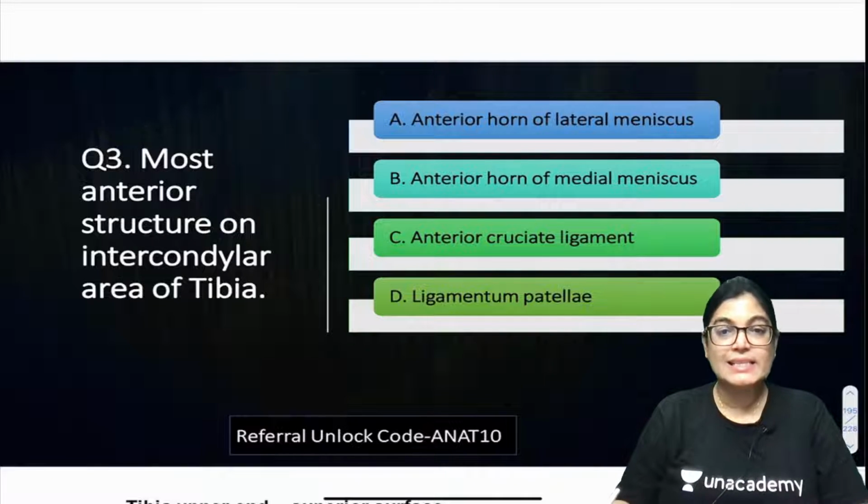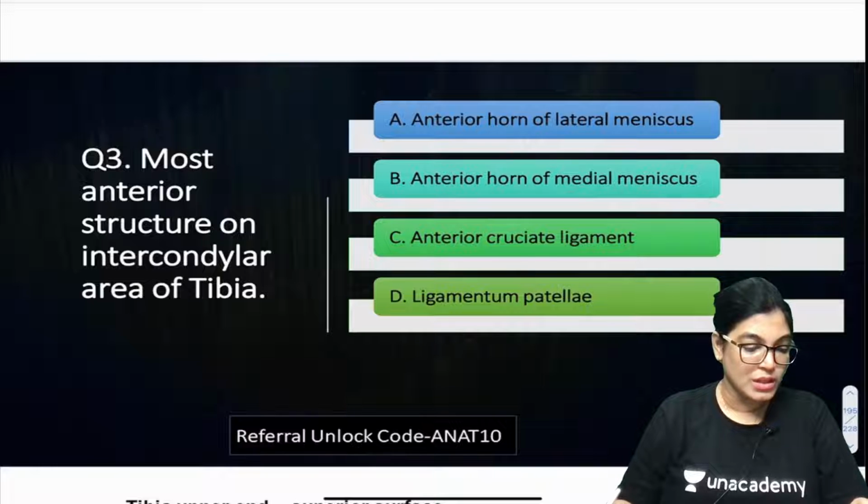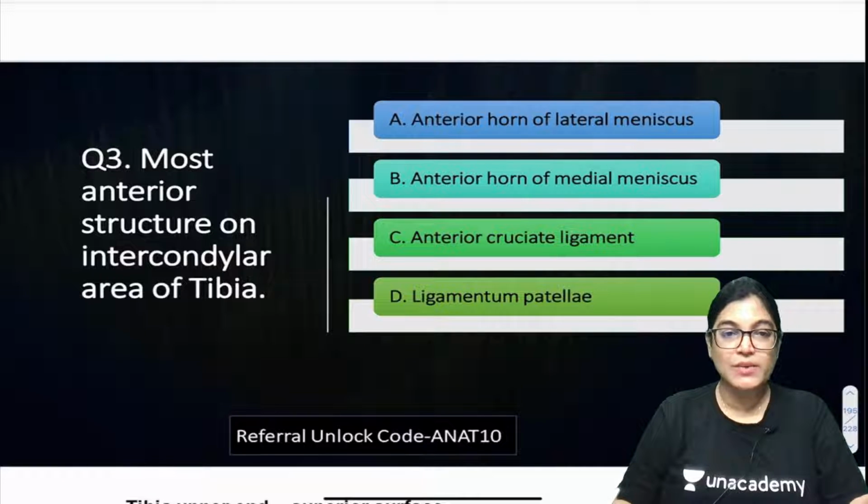Yes, Shrija is telling it's C, anterior cruciate ligament. What about others?